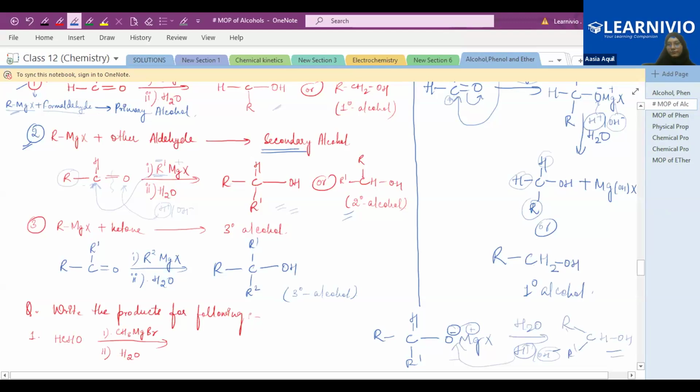Got my point? Similarly, see the third one. When RMgX, when you treat it with ketone, जब आप कीटोन के साथ इसका ट्रीटमेंट कराते हो, so it will give you a tertiary alcohol. Okay, so it will give you a tertiary alcohol. Okay, let's see the whole mechanism.